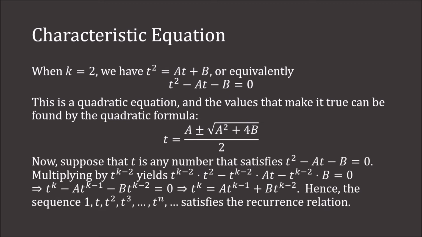Now, let's suppose that t is any number that satisfies t squared minus at minus b is equal to 0. Our goal is then to show that it must satisfy the recurrence relation.